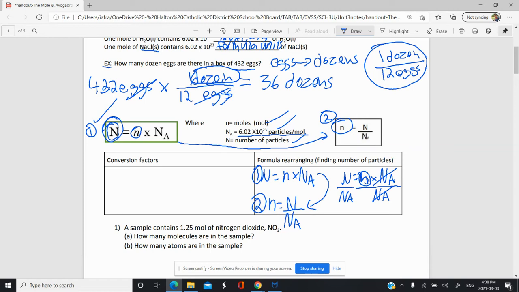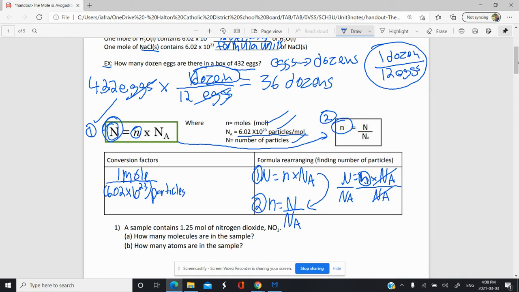You could also, rather than memorizing formulas, just use conversion factors. But in reality, it's the same thing at the end of the day. So the conversion factor related to these formulas is: in 1 mole, you have 6.02 times 10 to the power of 23 particles.